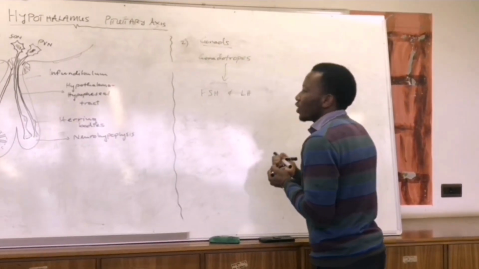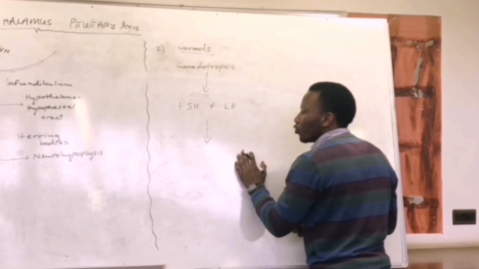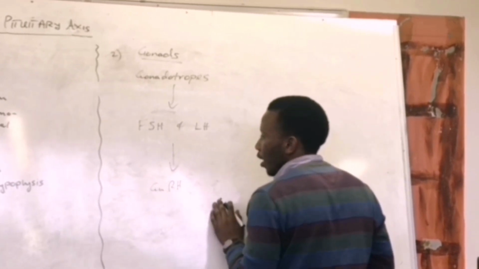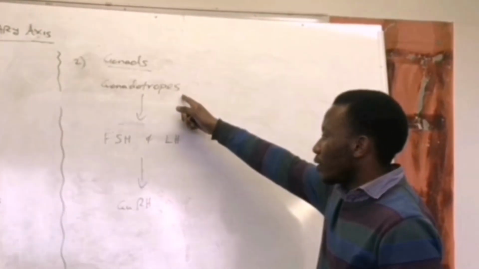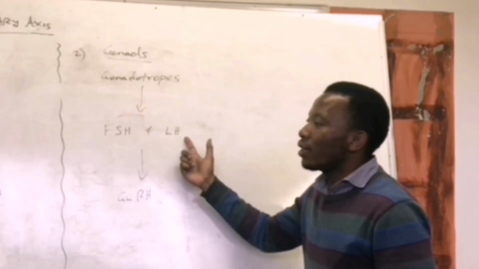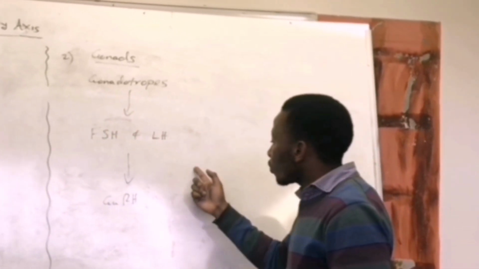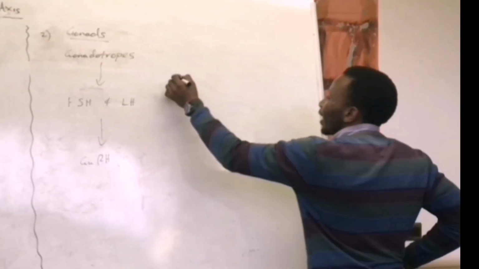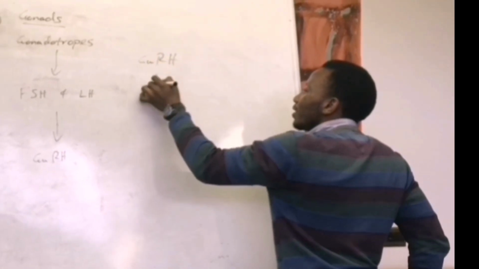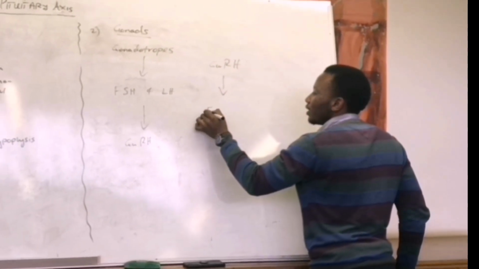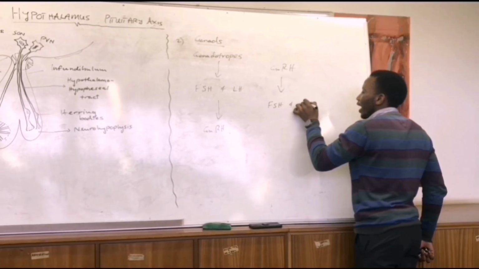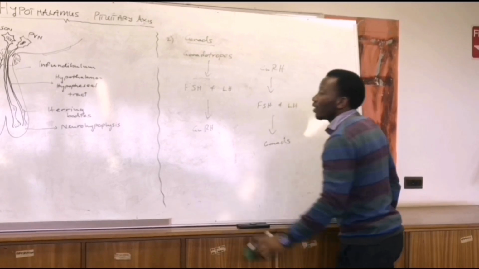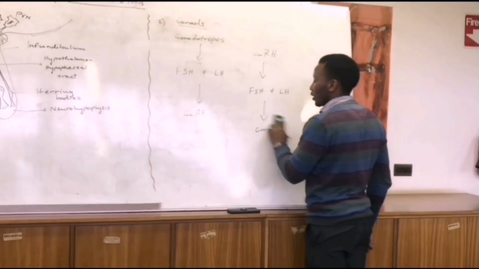FSH and LH are released due to a hypophysiotropic hormone known as gonadotropin releasing hormone, coming from the hypothalamus. Gonadotroph cells in the anterior pituitary gland release FSH and LH. So gonadotropin releasing hormone stimulates the adenohypophysis to release FSH and LH. These will go to the gonads. Simple stuff. Alright, so the other gland that we have is the thyroid gland, okay?